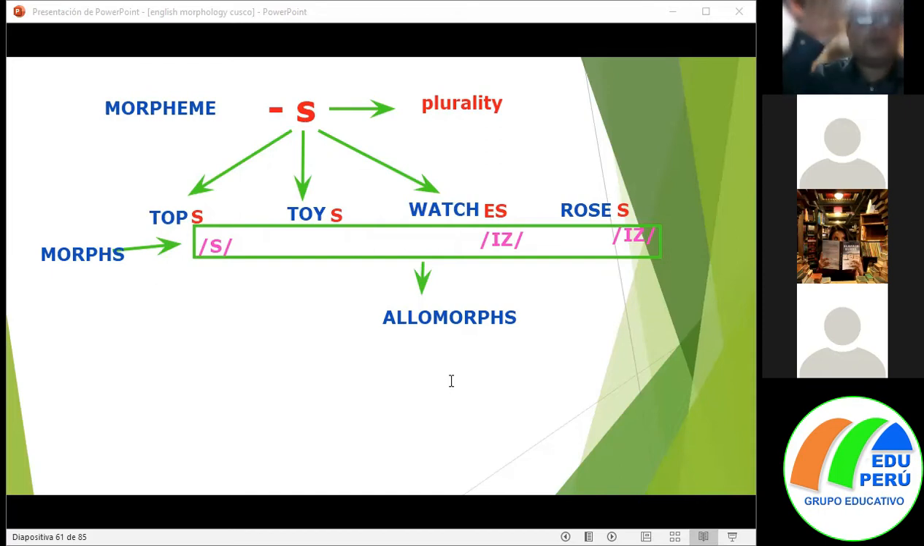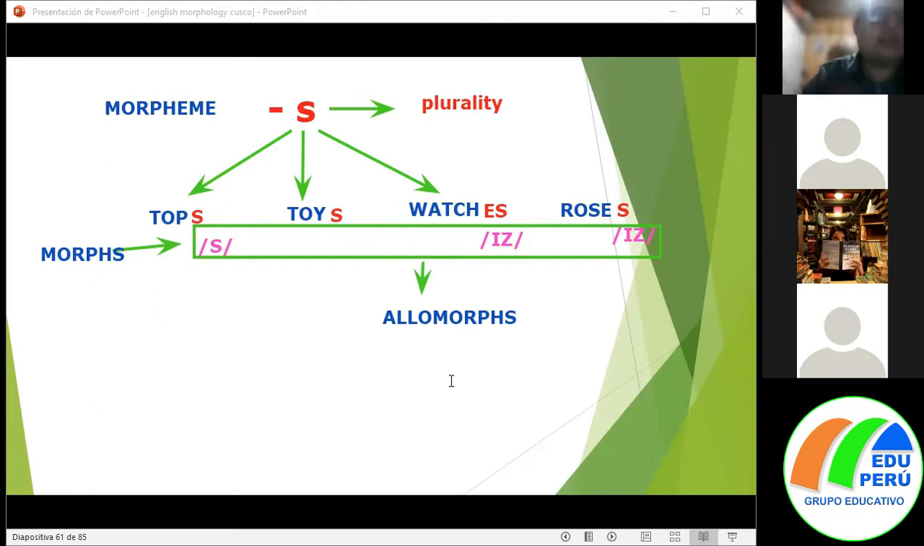It indicates plurality. But when you use it, when you speak or when you write, there are some spelling changes: most of the time you write s, but there are some cases that you need to add es. So we have some changes in the spelling and principally in the pronunciation. So we have three different variations. Each of these is a morph.